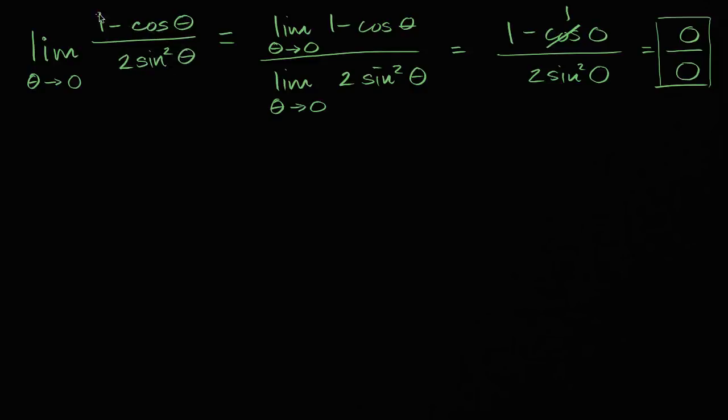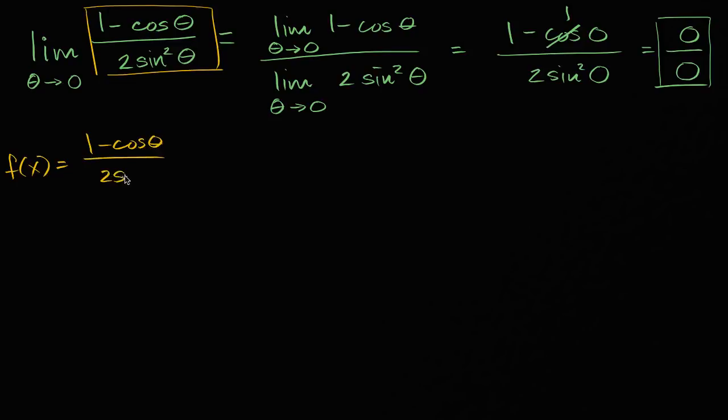Let's say that this right over here is f of x. So f of x is equal to (1 minus cosine theta) over 2 sine squared theta. And let's see if we can rewrite it in some way so that the limit as theta approaches 0 isn't going to give us the same 0 over 0. Well, we got some trig functions here, so maybe we can use some trig identities to simplify this. And the one that jumps out at me is that we have the sine squared of theta.